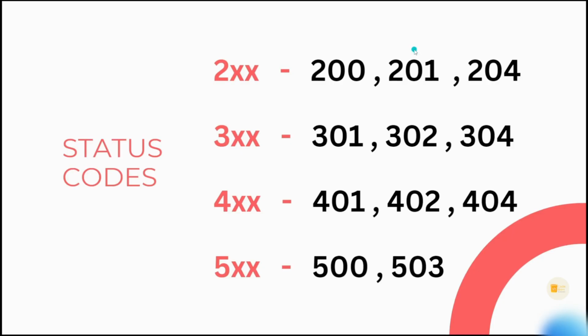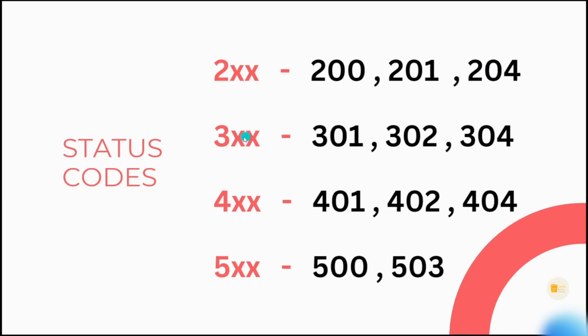Okay, so whenever you make a POST request, for example, and as a response you receive 201, that means your data was created, right? 204 simply means no content. That means the request was successful, but there was no data to return. So in that case, you would actually send this response.